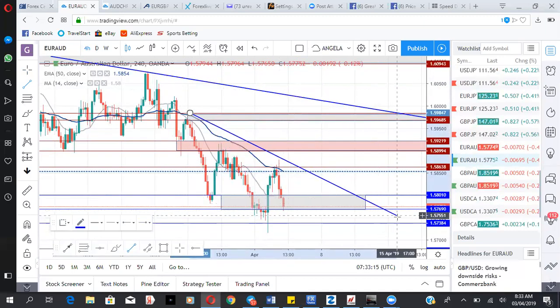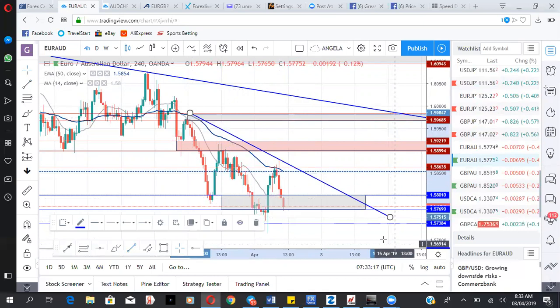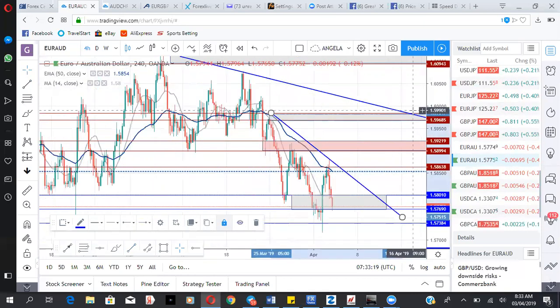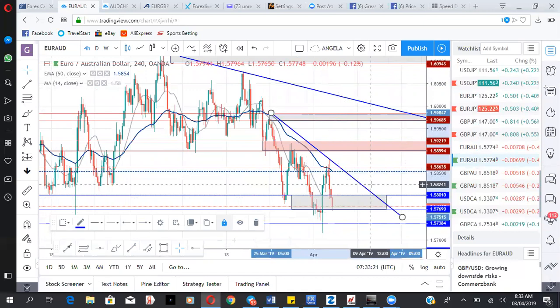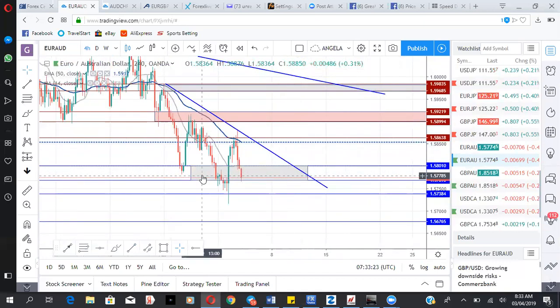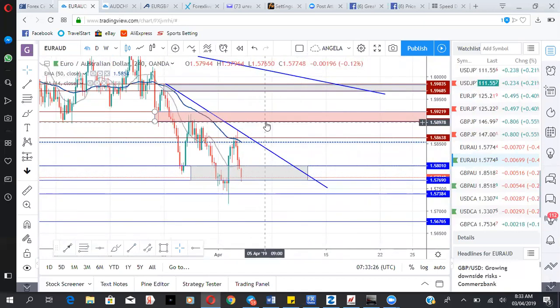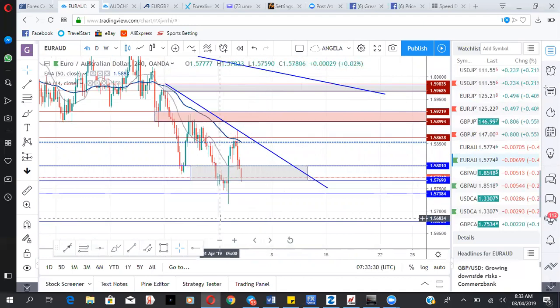So this is where we have price at the moment, in this support area. Should this area hold that support, price may move back above it. That's just it for this pair.